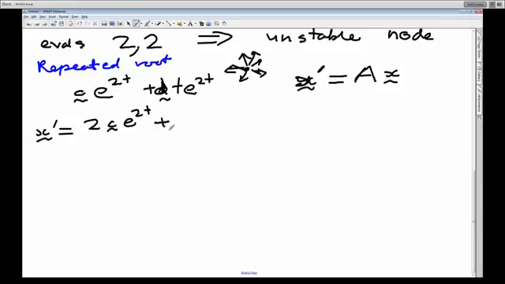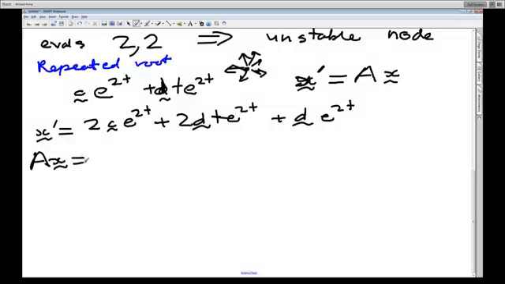Plus now, when you've got a t e to the 2t, so if you just differentiate the exponential term, you're getting 2dt e to the 2t. If you differentiate the t term, you're getting plus d e to the 2t. So on the other hand, A times x here is just the original matrix times all this sort of stuff. Now, I won't work out what A is just yet, I'll do it in a second. So A times e to the 2t is just a scalar, so it's A c e to the 2t plus t e to the 2t times A d.